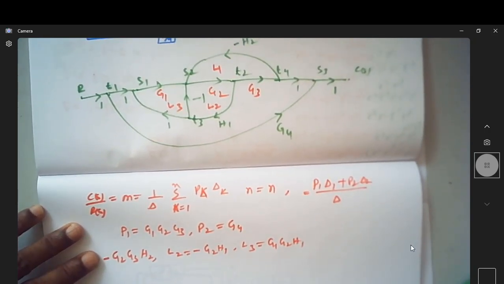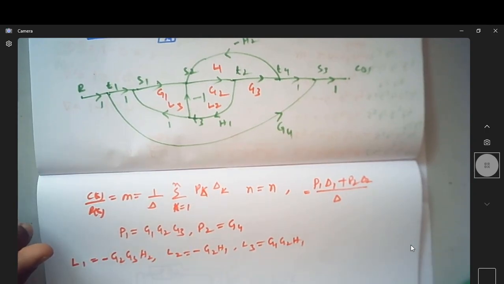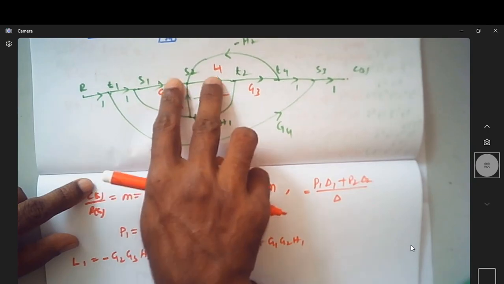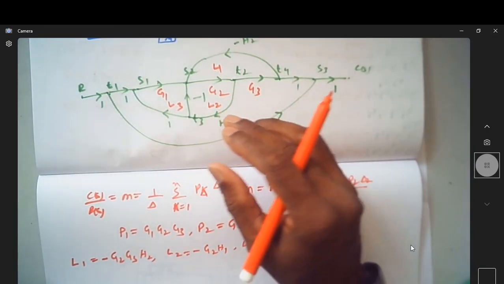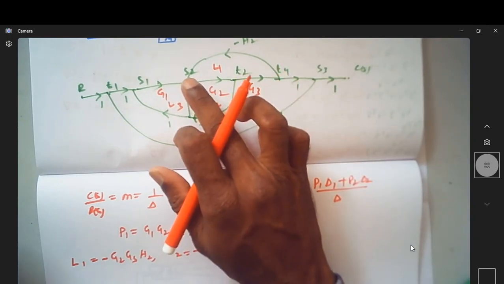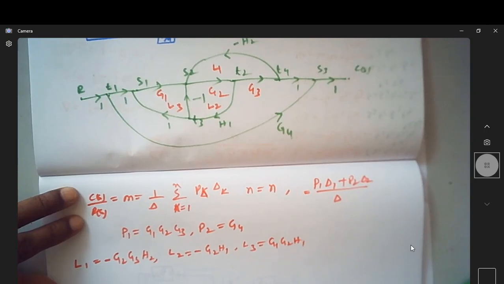So these are the loops. Are there any non-touching loops? No, since we have only 3, all of these possess a common node. All nodes need not be common; even if at least one node is common, it is touching.